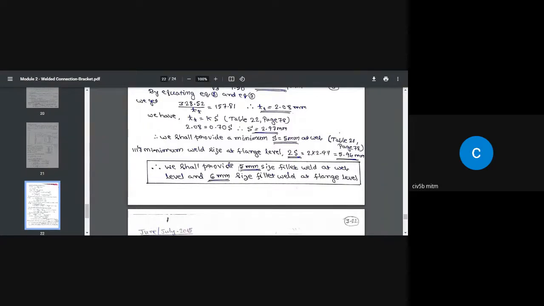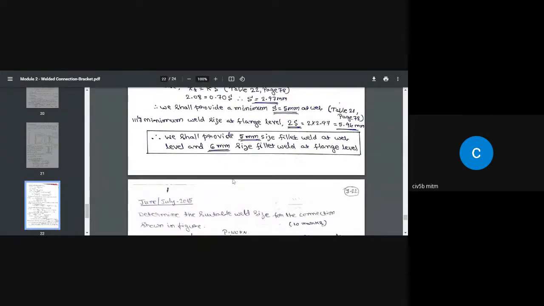Okay. Here, for the vertical weld, we are providing the minimum size of 5 millimeter, even though we got the size of the weld as 2.97. For the horizontal weld, the minimum value is 5 millimeter, but according to the calculation, we got 6 millimeter. So we are providing that. I hope this is clear to you. So with that, we'll go with the next problem.